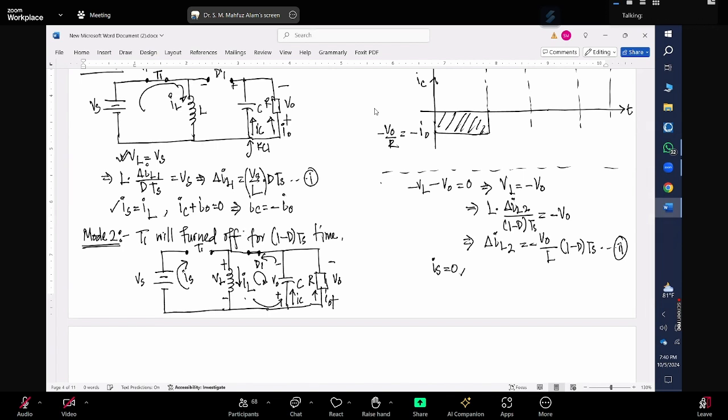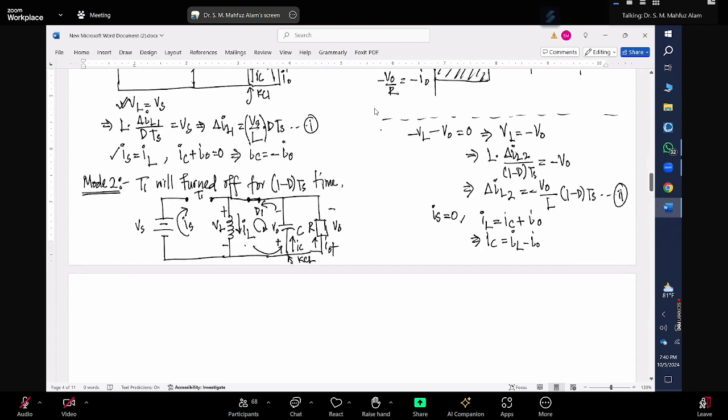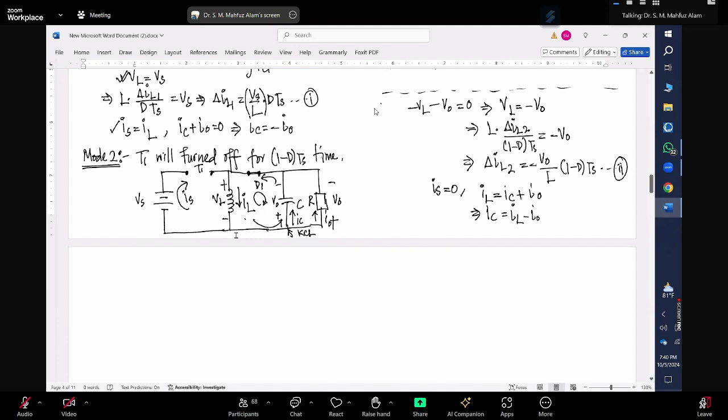Okay. Then if I use KCL at this point, what does it say? My IL should be equal to IC plus I naught, right? So my IC should be equal to IL minus I naught, right? Now let's see what should be the relationship between your IL and I naught later. But before that, we'll try to do the voltage second balance.